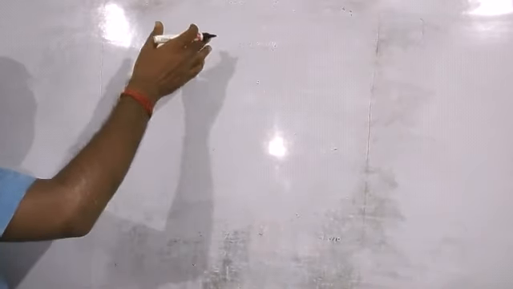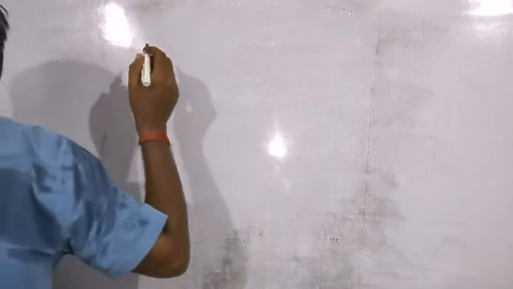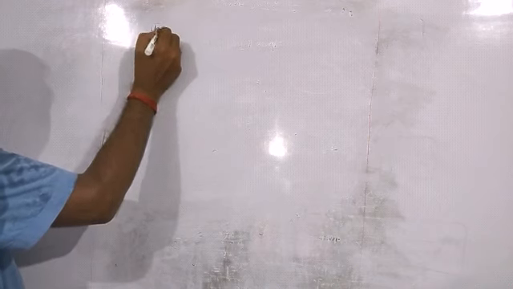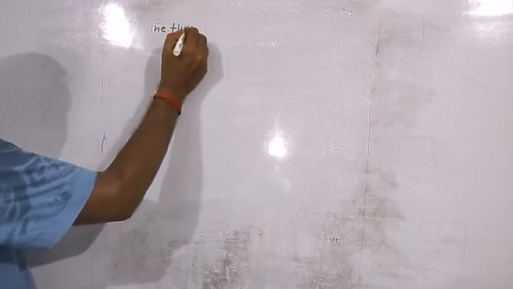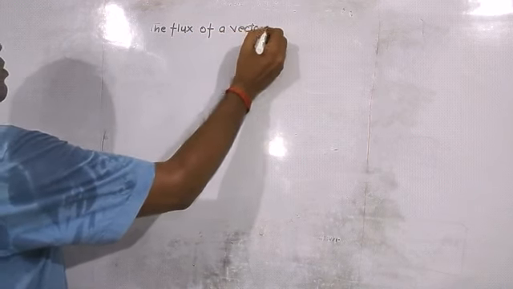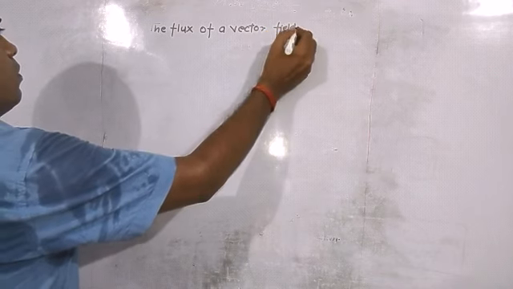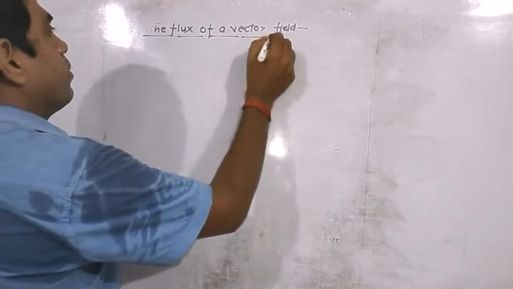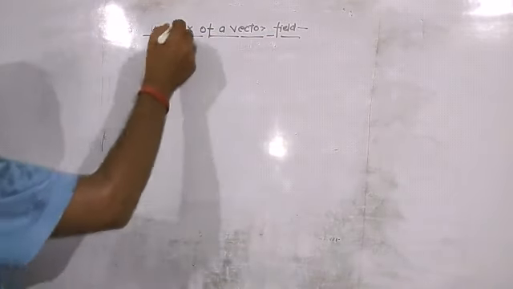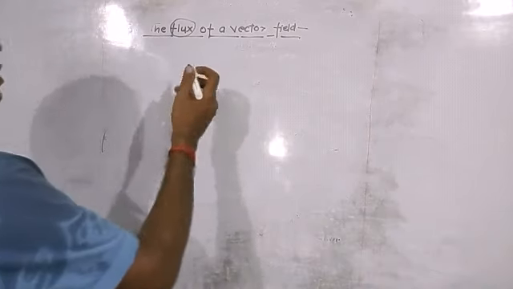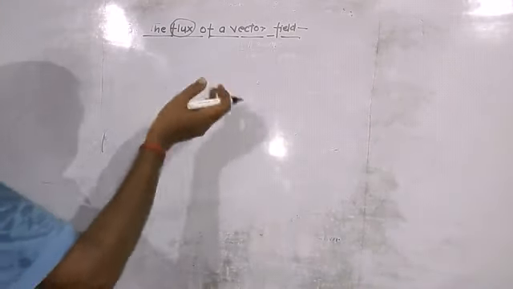Now before going to Gauss theorem, we have to understand the flux of a vector field. Topic number 3: the flux of a vector field. तो flux क्या होता है? Basically we define flux as the tendency to penetrate the vector field.